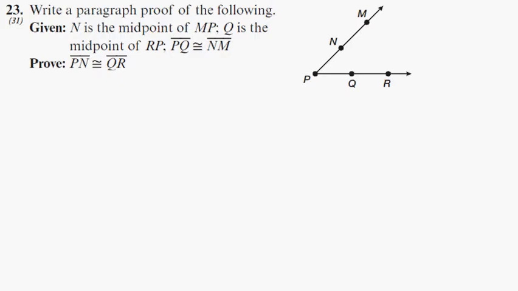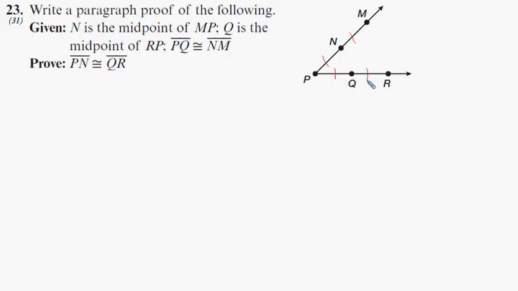Going to go back a little ways here. This is a paragraph proof of the given here, which is N is the midpoint of MP. Oh, cool. So you see we can just do that, right? We know that. And we know Q is the midpoint of RP, so we can say this.